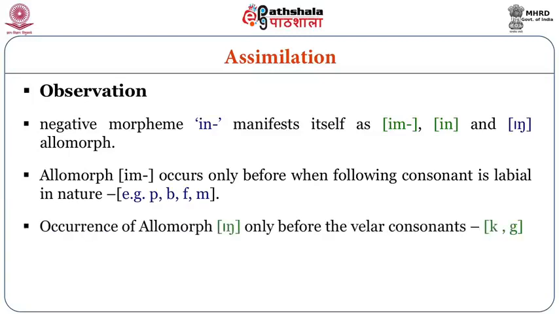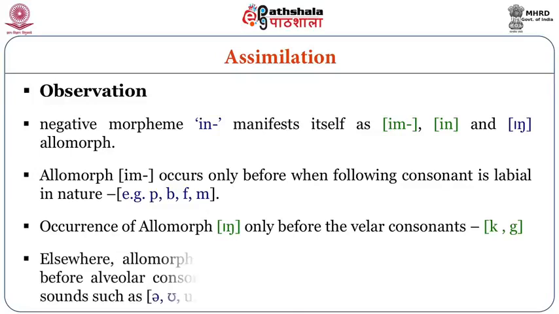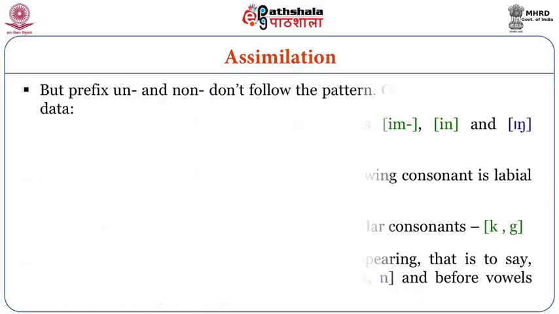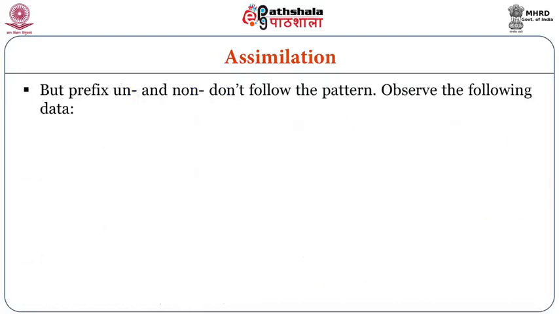The allomorph occurs only before the velar consonants like k, g. Elsewhere, the allomorph in is found appearing, that is to say, before alveolar consonants such as t, d, s, z or n, and before vowel sounds such as these on your screen. But prefixes un and non don't follow the pattern.